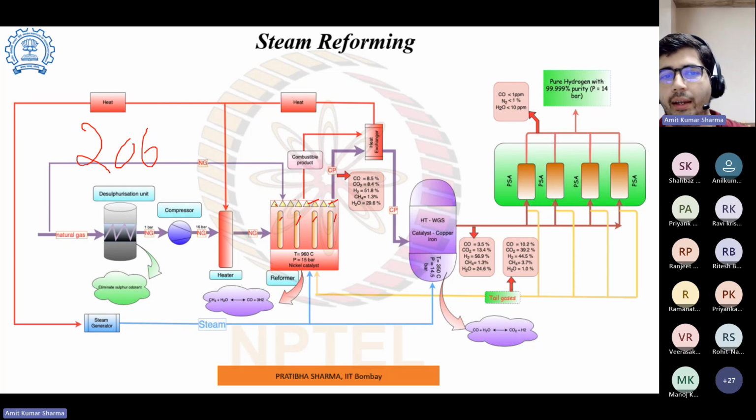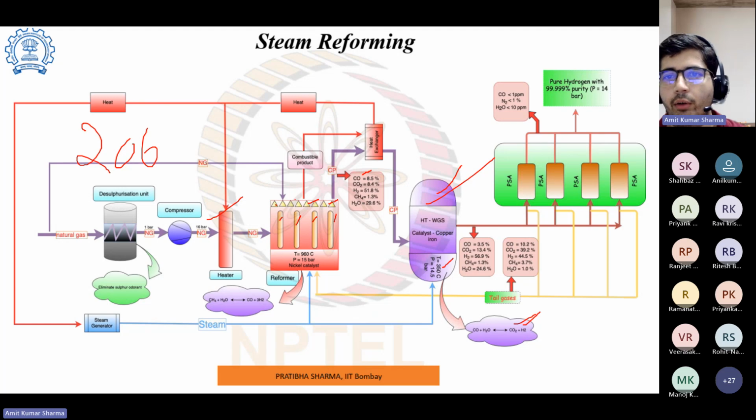Then you can see there is a heat exchanger. You are using the exhaust gas heat from the reformer to preheat the natural gas and also to generate steam. Then there is a water gas shift reactor because there will be CO also. You can see 8.5% is CO. So you need to convert this CO into hydrogen and CO2, so you use a water gas shift reactor. It operates at 350 degrees centigrade and further converts the CO into hydrogen using this reaction. And then it goes to the PSA.